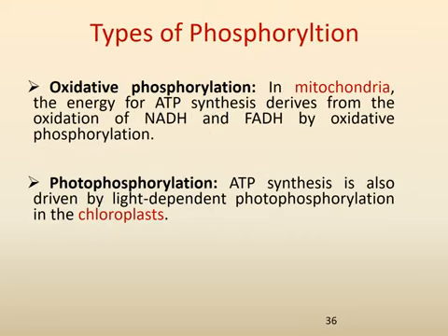Types of phosphorylation. There are three types of phosphorylation. Number 1, oxidative phosphorylation. Number 2, photophosphorylation. And number 3, substrate-level phosphorylation. Oxidative phosphorylation: in mitochondria, the energy for ATP synthesis derives from the oxidation of NADH and FADH by oxidative phosphorylation. It is a typical example of the ETC, electron transport chain.